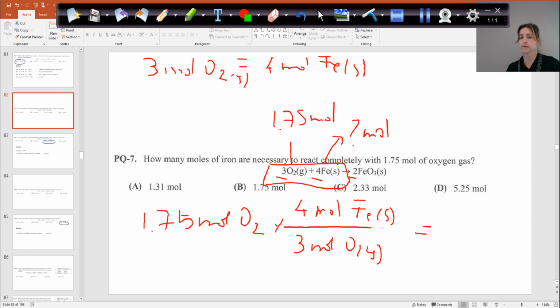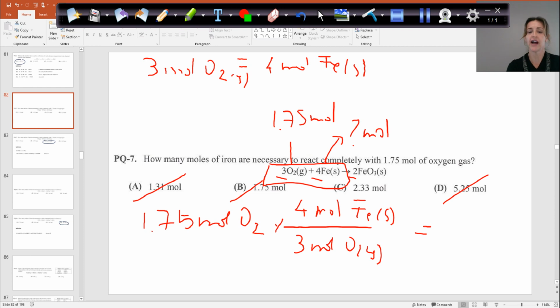1.75 divided by 3 times 4 should be 2 something, and there's really only one option for 2 something. 5 is way too much. This one is not a 1-to-1 ratio, and this one is lower. So this goes away, and this goes away. I don't even need to do the math, right? Do you all see why and how I could eliminate the other options?